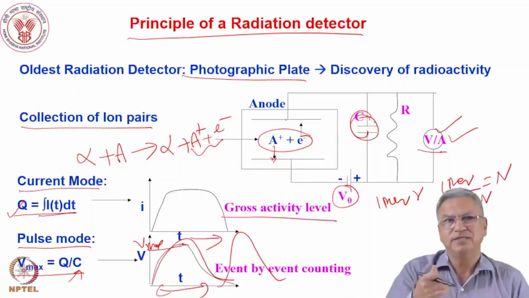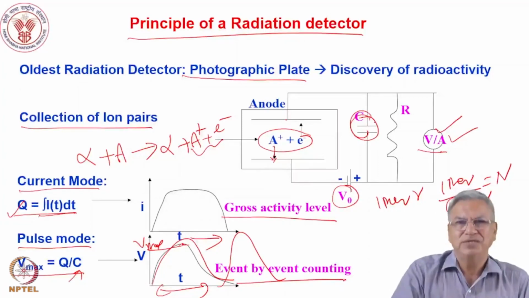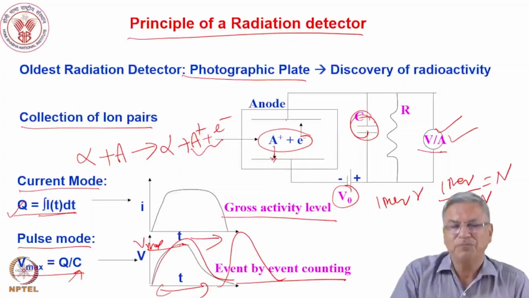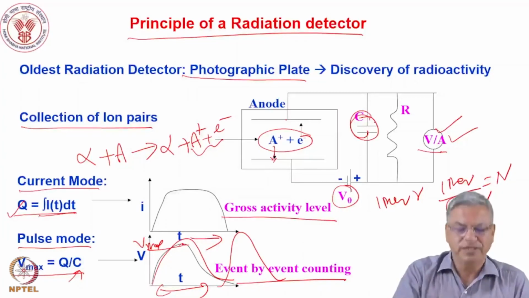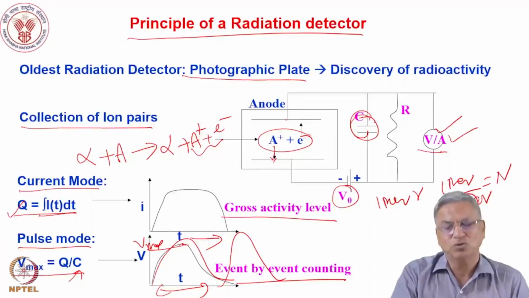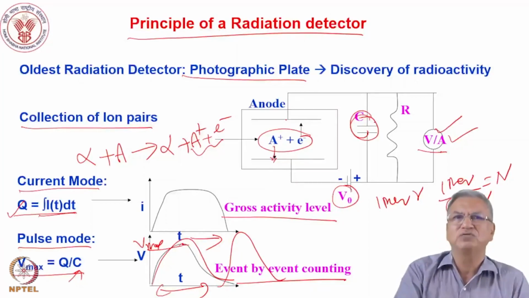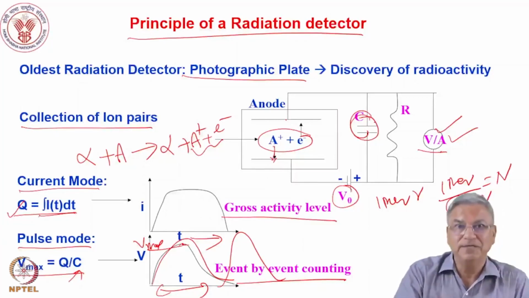So different individual pulses are counted in the detectors in the pulse mode, and that pulse mode is then used for event by event counting. Each decay you can count separately in the pulse. So the detectors actually are operated in current mode and pulse mode. Some detectors are used in current mode also, like survey meters, where you are interested only in gross activity level. But whenever you want to measure each event separately, then you use a pulse mode.